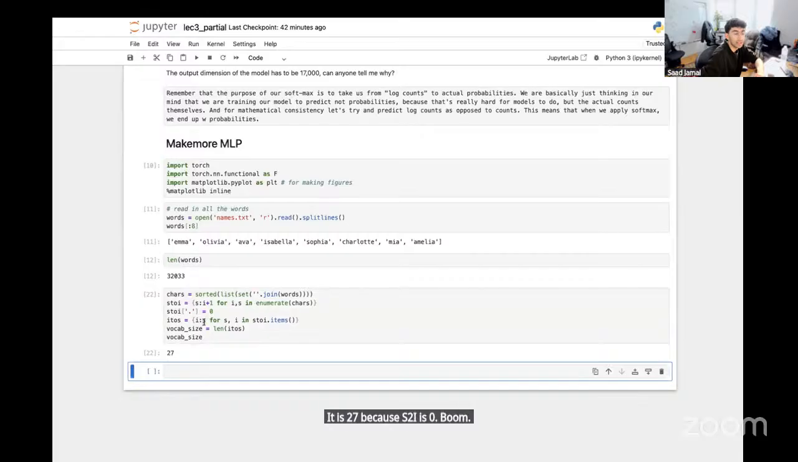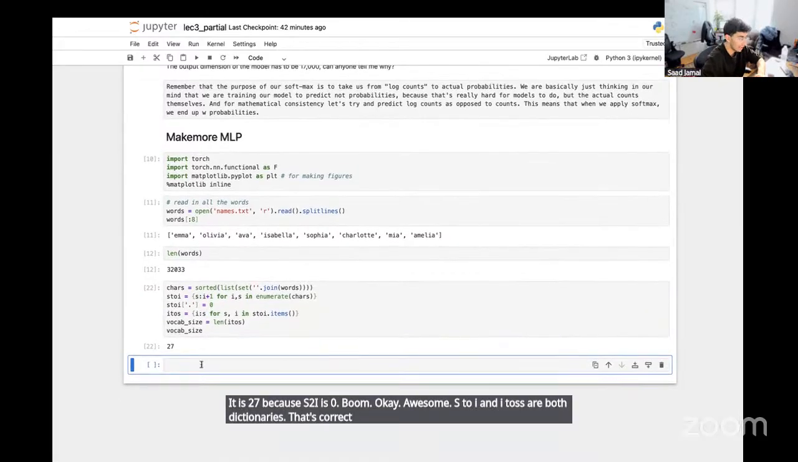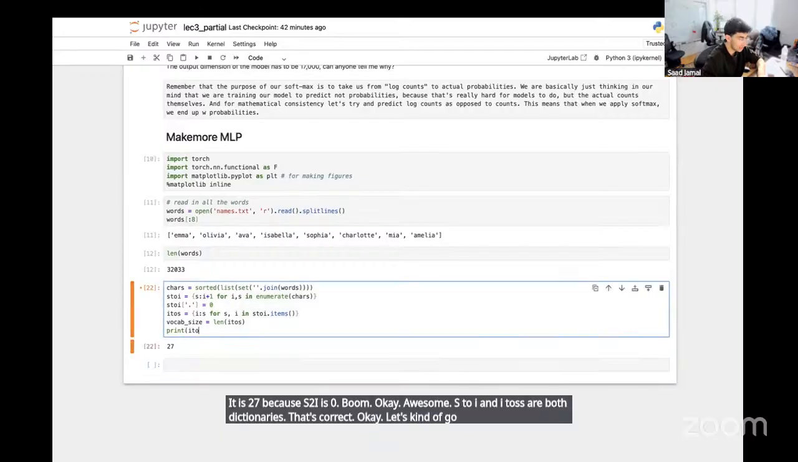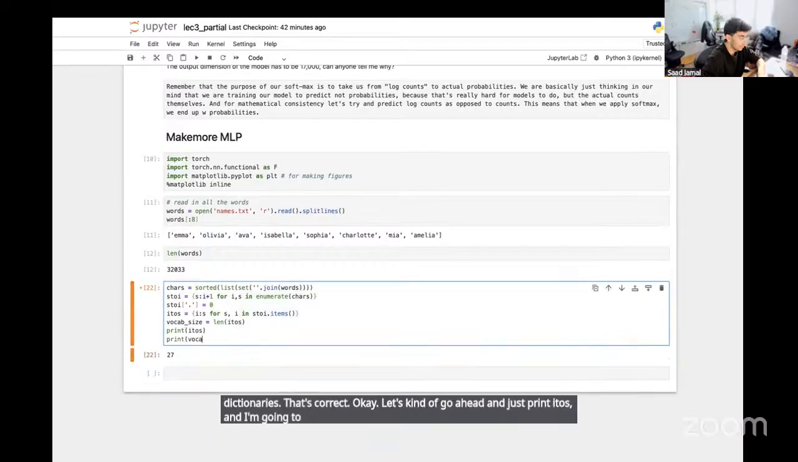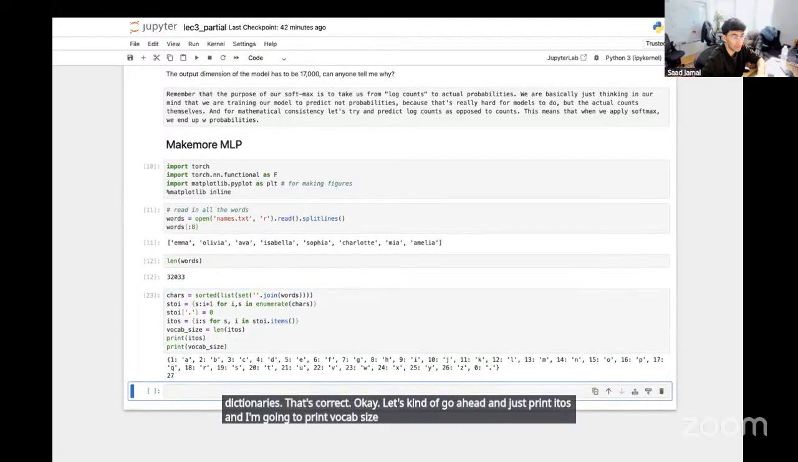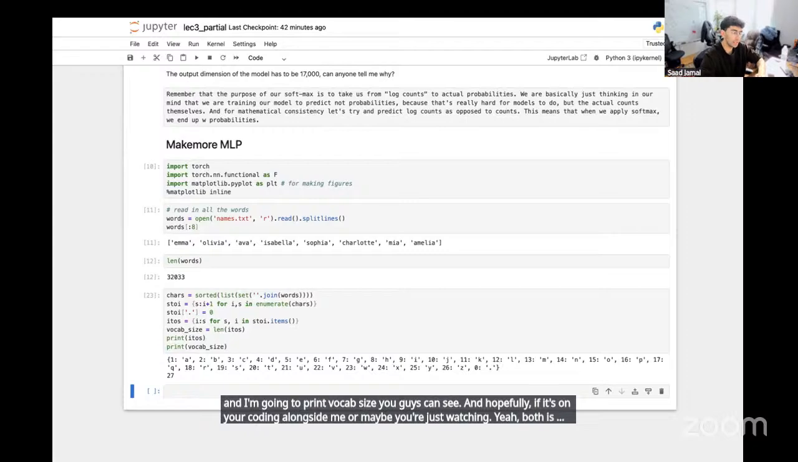Okay, awesome. S2I and ITOS are both dictionaries. That's correct. Let's go ahead and print ITOS, and I'm going to print vocab size so you guys can see. And hopefully, Fazan, you're coding alongside me, or maybe you're just watching. Yeah, both is good. I'm going to do something kind of interesting.